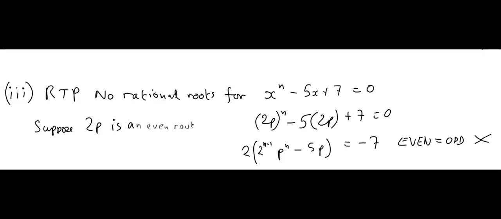Once again, by the argument established that any rational root must be an integer, all integers are either even or odd. So we imagine that 2p is an even root, and we put it into the equation. (2p)^n - 5 times 2p + 7 = 0. If we take 7 from both sides and factor out 2 on the left-hand side, we obtain another even-odd contradiction. An even integer can't be the same as an odd one, and so we've shown that this thing does not have an even integral root.